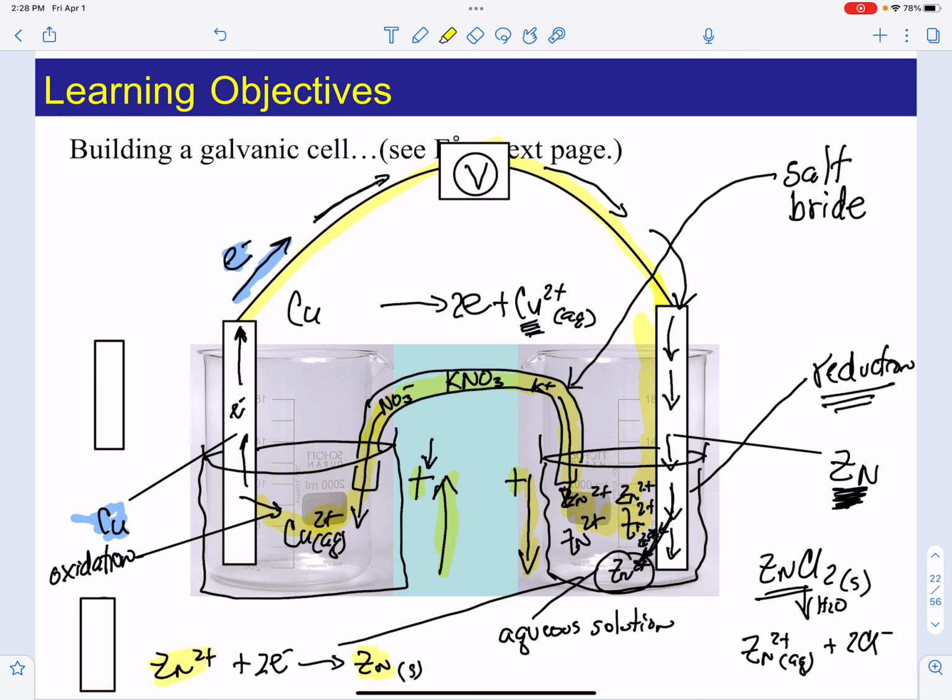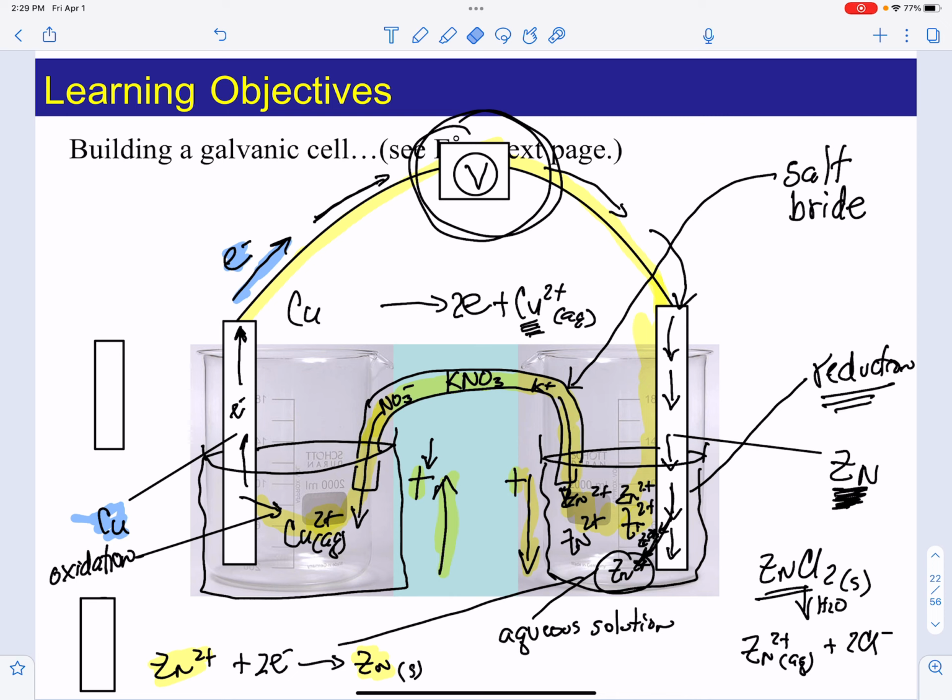So the concept or the thermochemical terms that we talked about so far are the fact that you have oxidation on the left side, reduction on the right side. There is a salt bridge. There's a voltmeter that we can use to measure the current or the voltage that is going through. And there's one of the metals that is losing electrons, and there's one of the metals that is gaining electrons.